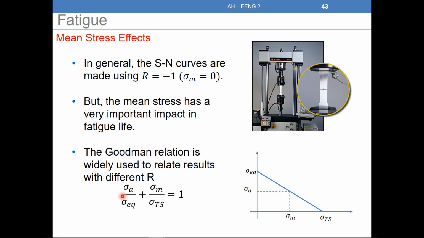I use this formula: sigma A over sigma equivalent plus sigma m over sigma ts is equal to 1. Sigma A is the stress amplitude, sigma m is the mean stress, which is not equal to 0, and sigma ts is the tensile stress. Sigma equivalent is the equivalent stress that I need to calculate. If I want to use sigma equal to 10 power c n power b, normally I use the stress amplitude, but this is only valid if sigma m is equal to 0. If sigma m is not equal to 0, I need to find what we call an equivalent stress before using the formula.